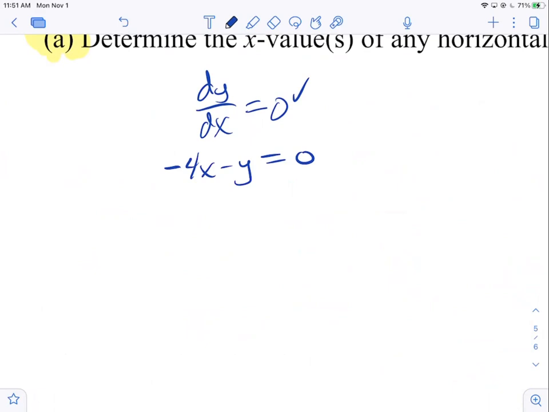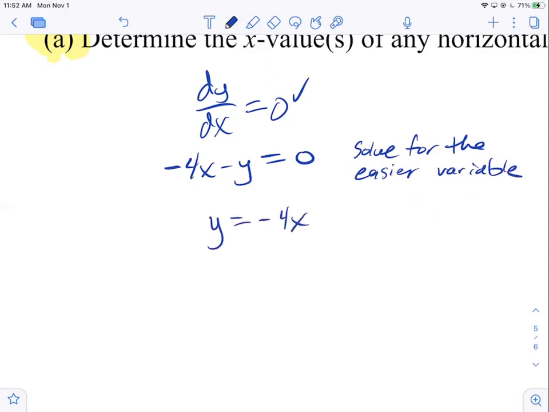Well, here's the deal. I need to solve a system of equations. The values that I'm finding that are going to make this true also are going to make the original equation true. They're going to live on the original graph. So here's what you do. And this is a pretty typical thing. You solve for the easier variable. Which one is that? The x or the y? Y, okay? So I get y equals negative 4x. And now you're going to plug into the original equation.